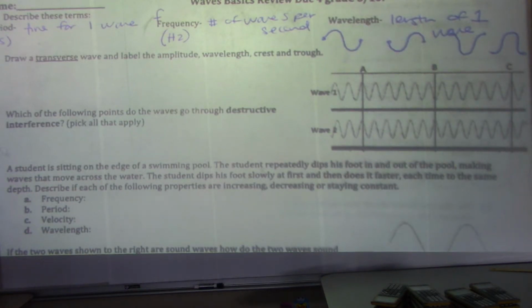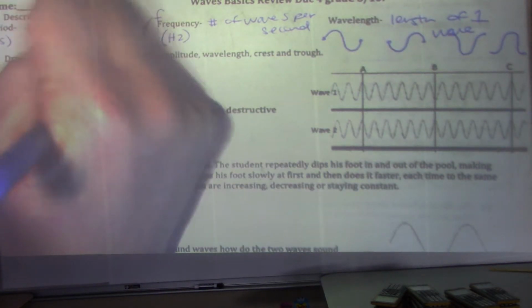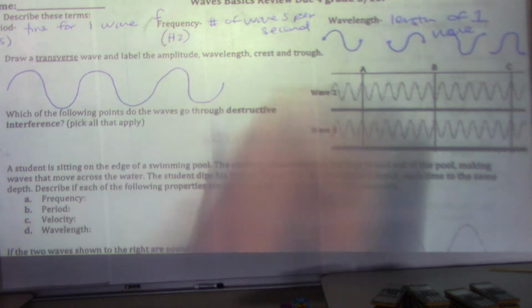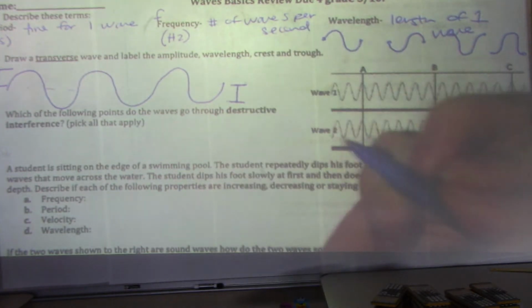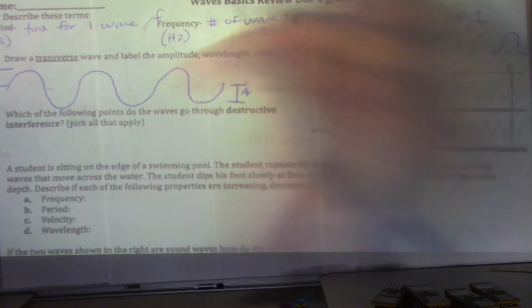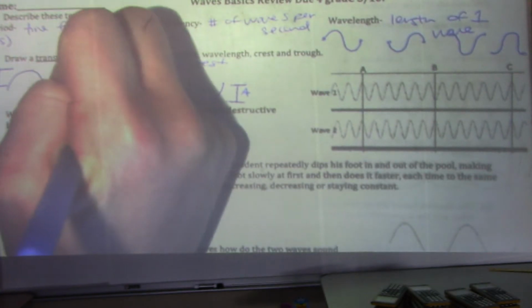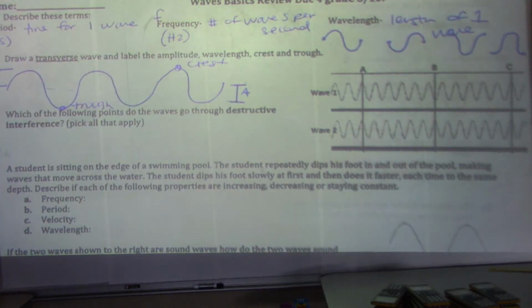Drawing a transverse wave. Transverse is going to go up and down. So this would be a transverse wave. The amplitude, so I'm going to draw a dashed line through the center. Amplitude would be this distance right here. That would be my amplitude. Or it can be the equilibrium down. That's the same distance right here. Crest is the top point, and trough is the minimum or bottom point, like that.